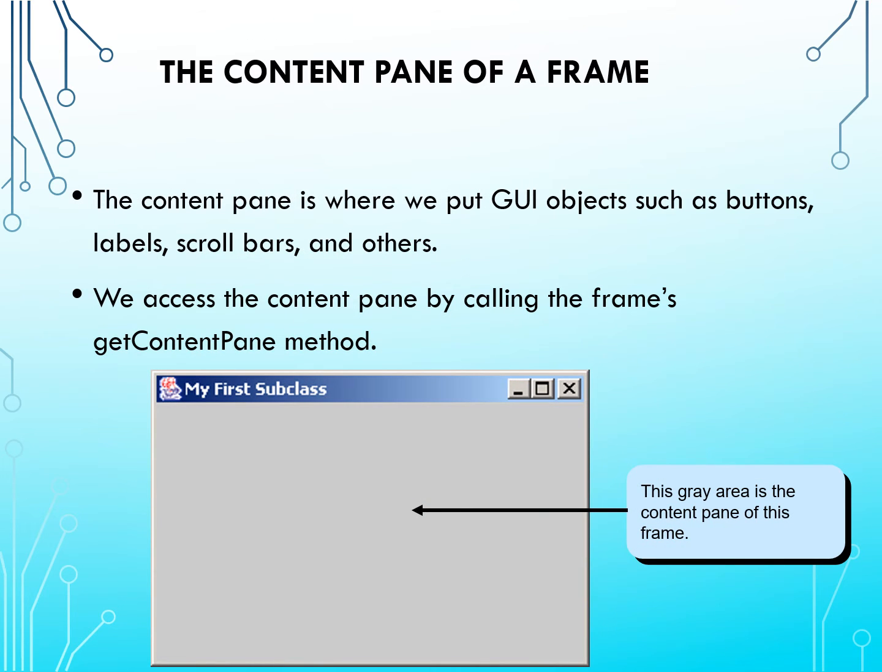Alright, so we have seen that when we create a frame, we will be having this. The content pane is where we put GUI objects such as button, label, and everything that you want to put inside. So when you create a frame, this area here is called the content pane. We access the content pane by calling the frame's getContentPane method. So if you manually code it and want to get access to this area, you call this getContentPane method.